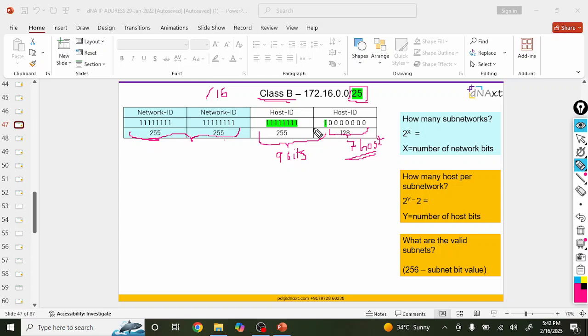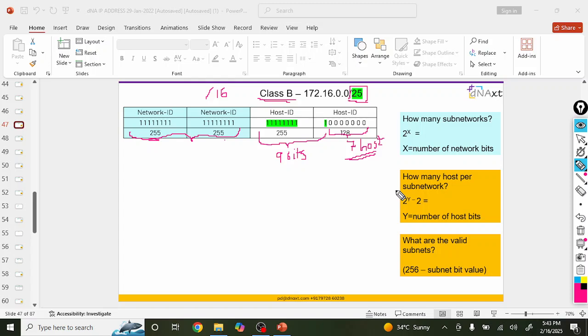Please pay attention, this is very important: out of 9 bits, 8 bits belong to the third octet and 1 bit belongs to the fourth octet. So there will be an increment in both these octets. As we have borrowed bits from both the octets, there will be an increment in both these octets while writing the subnetworks. Okay, now let's write down all our formulas.